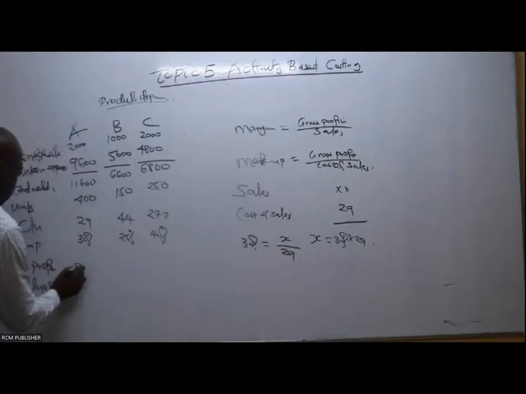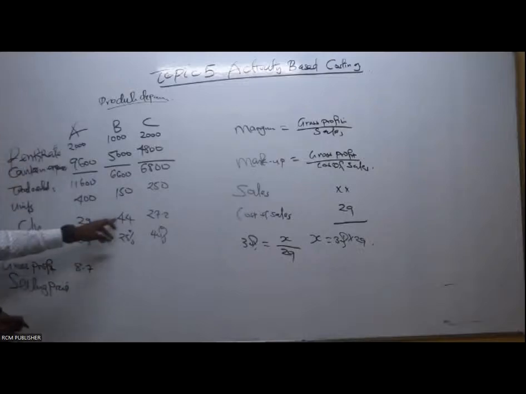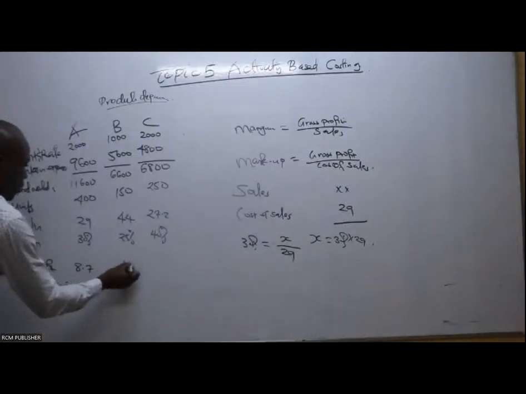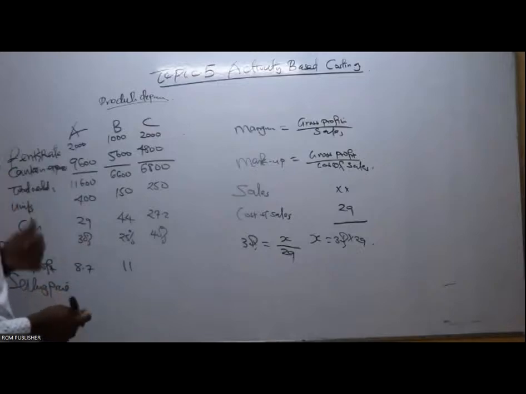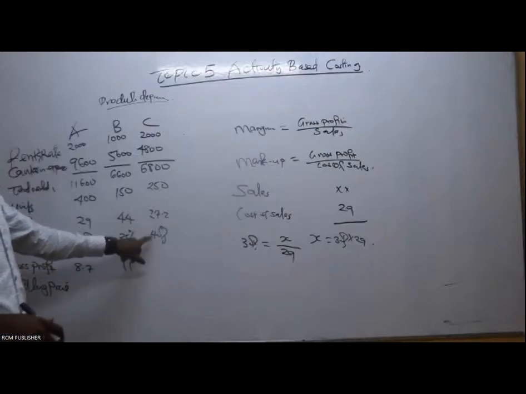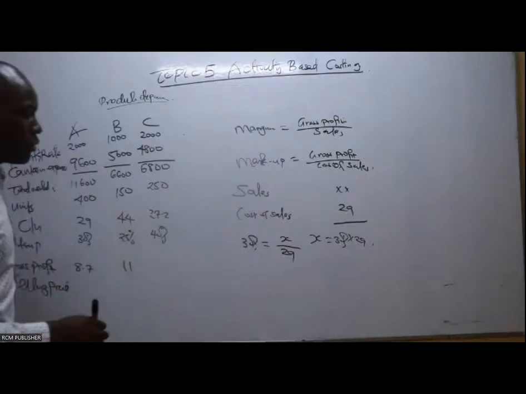8.7, that is what I'm being told there. How about 25% by 44? 25% by 44 is 11. How about 27.2 by 40%? That gives 10.88.